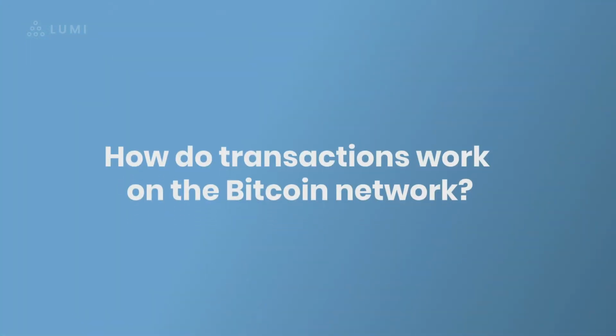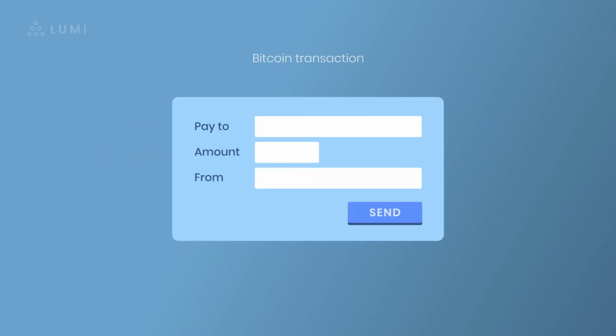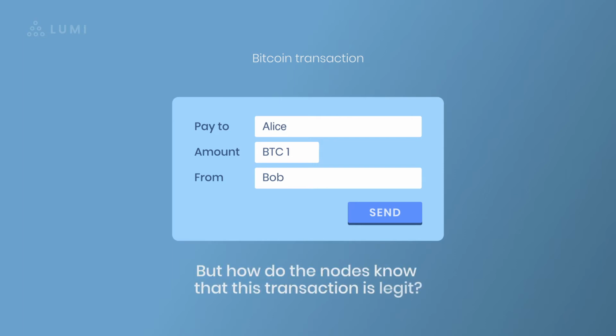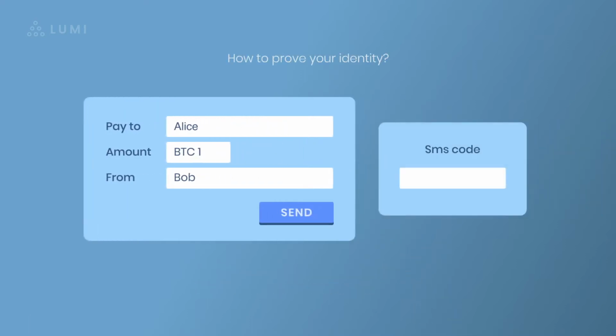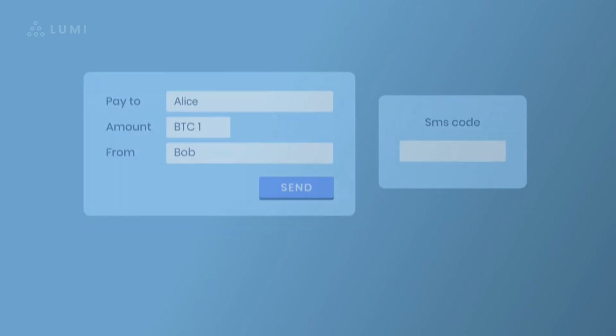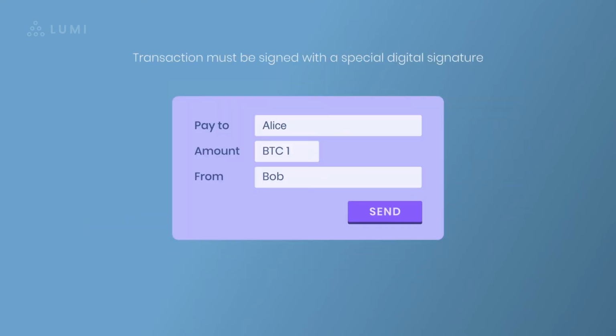How do transactions work on the Bitcoin network? Imagine you're sending 1 Bitcoin to your friend. As soon as you initiate the transaction, you tell the entire network how many Bitcoins to take from you and add to your friend's balance. But how did the nodes know that this transaction is legit and it was really you who sent it? In real life, you would need an ID or an SMS code to prove your identity, but Bitcoin has something more reliable. According to the rules of the network, in order for a transaction to be approved, it must be signed with a special digital signature.